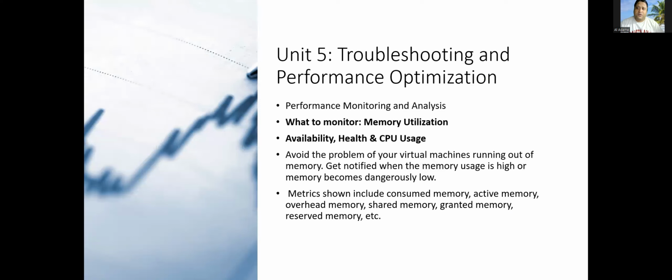So what to monitor? Memory utilization, available health and CPU usage. Avoid the problem where your virtual machine runs out of memory. Get notified when the memory usage is high or memory becomes low. Metrics include consumed memory, active memory, overhead memory, shared memory, granted memory, reserved memory. I know it's a lot. Here's what that looks like.